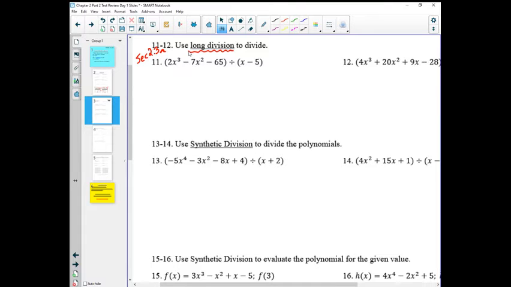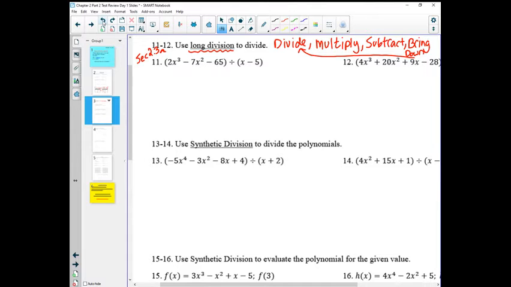There is a nice acronym that we wrote down that helped us remember the steps for long division. First we divide, then we multiply, then we subtract, then we bring down, and then the cycle repeats all over again.